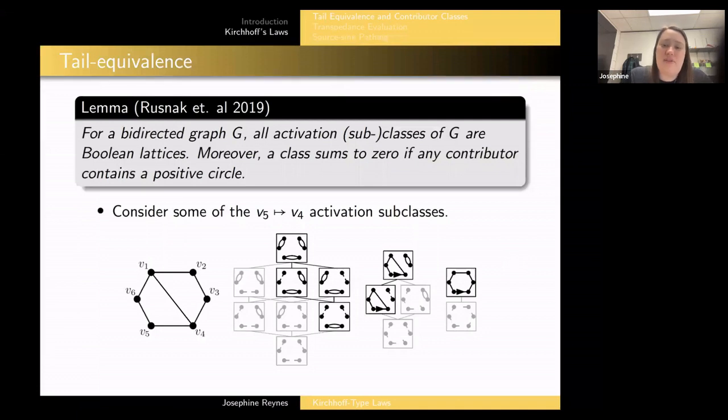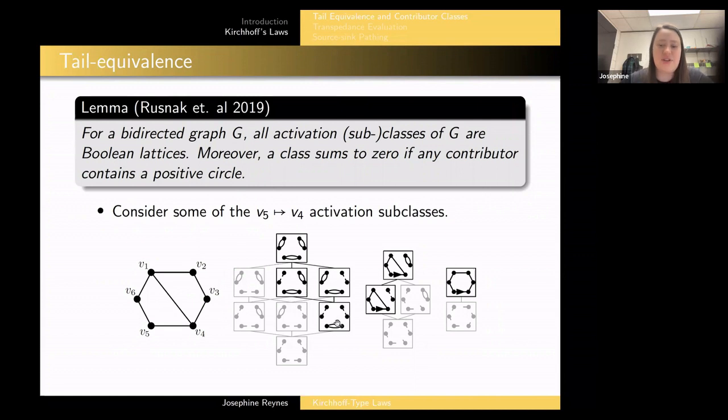So for a bidirected graph, like I said, the activation subclasses are all Boolean lattices, and a class sums to 0 if it contains a positive circle. So what does that look like? Here are just some of the activation classes where I send v5 to v4. I've shown the full activation class, and then I grayed out the contributors in each one where 5 doesn't go to 4. And you're left with these sublattices, and you can see that each one is actually a Boolean lattice. They're pretty small, so it's easy to check that.